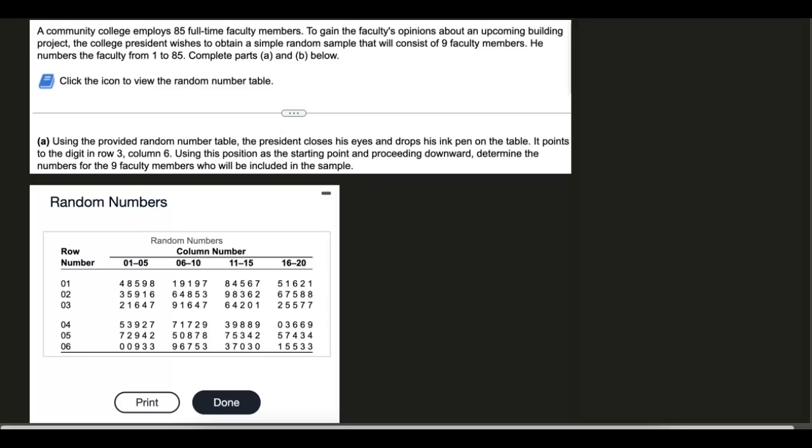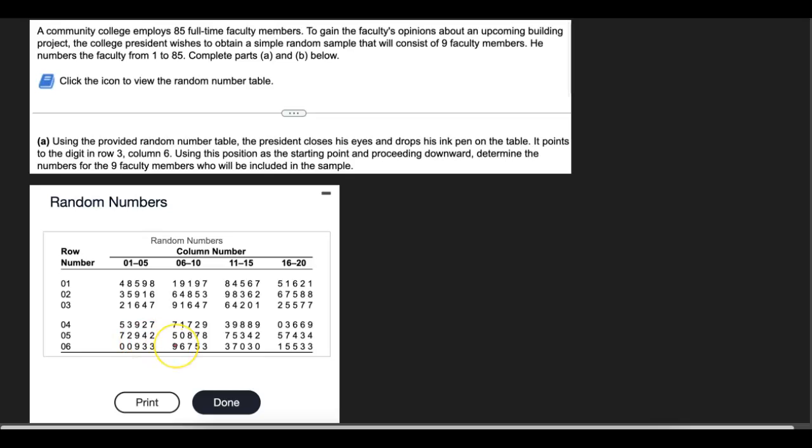In this example, we're going to look at obtaining a random sample in two different ways. So take a moment to pause the video to read the full problem statement. What we're told here is that the college president decides first of all to use a random number table.